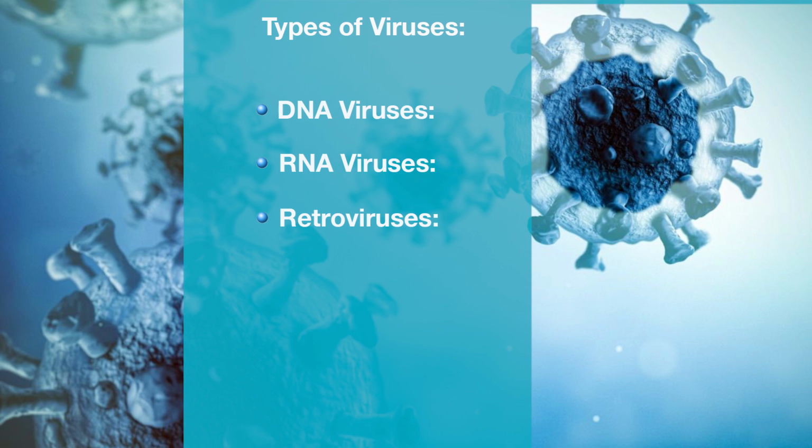Retroviruses. This is another type of virus, RNA viruses that use reverse transcriptase to convert their RNA genome into DNA, integrating it into host cell genomes, for example HIV. Prions: unusual infectious agents composed of misfolded proteins, causing other proteins to misfold and aggregate.